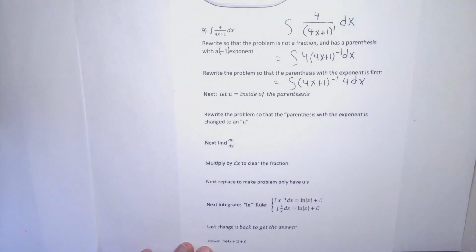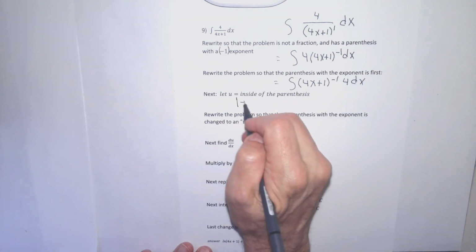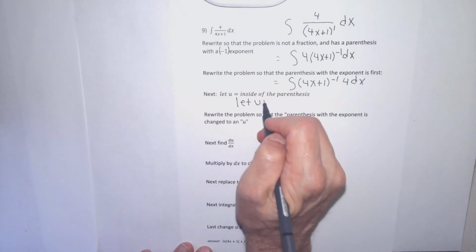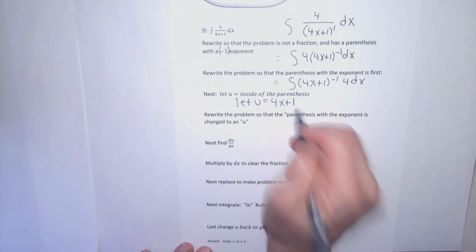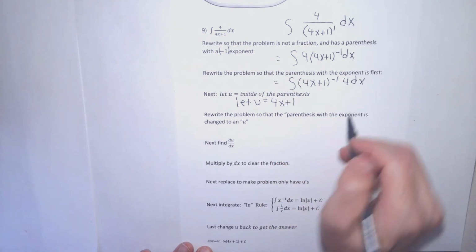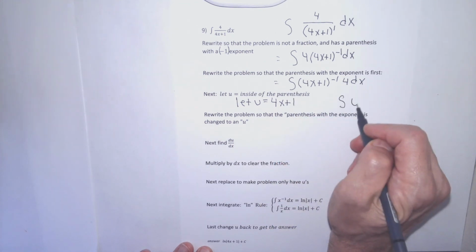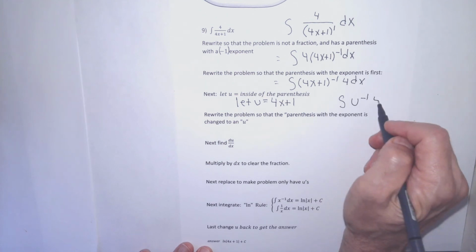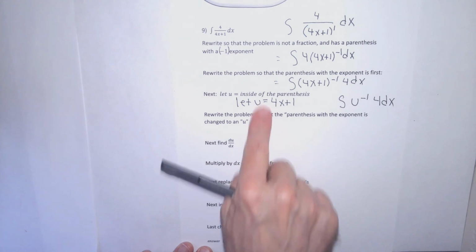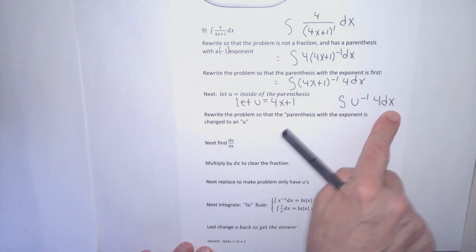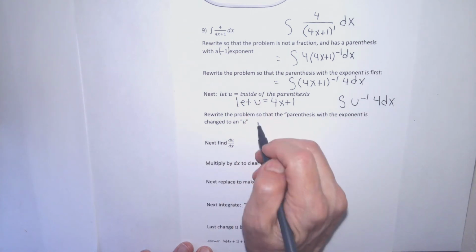And anytime I have a parentheses with an exponent, I let u be the inside of the parentheses with the exponent. I do u substitution. That will allow me to rewrite the problem as u to the -1 times 4 dx. I'm going to use the derivative of this u to get rid of that 4 dx. For the derivative of u, I'm going to write du dx.